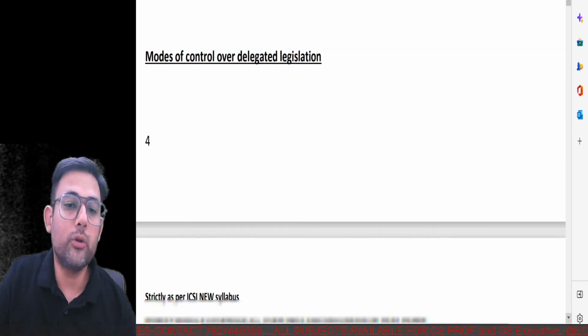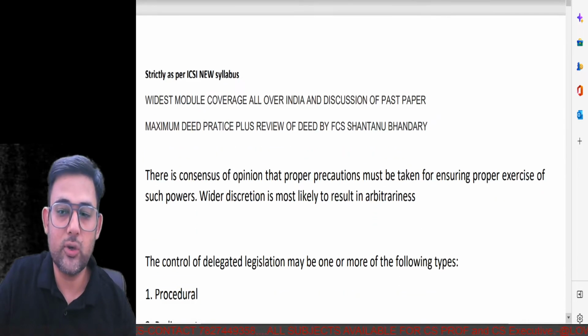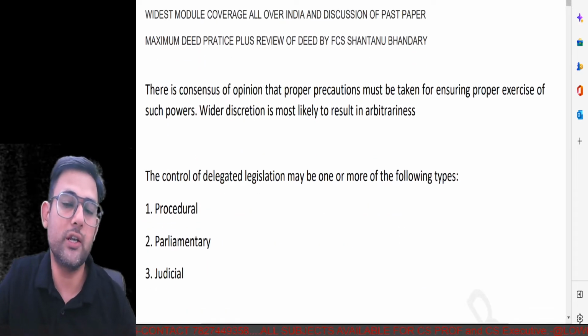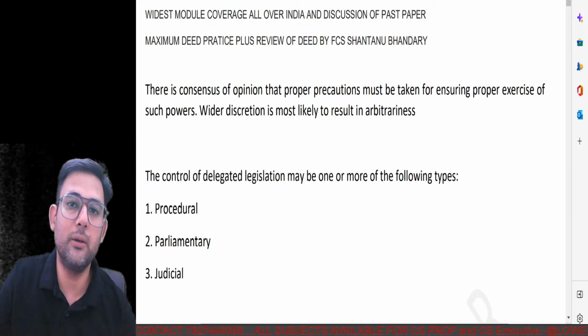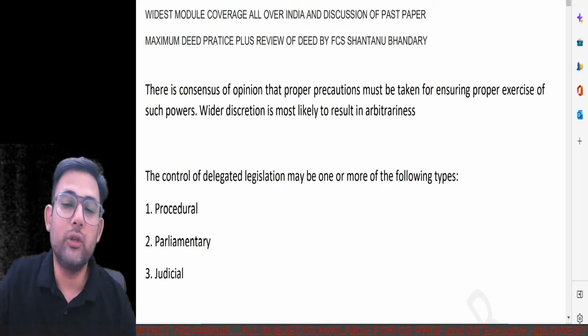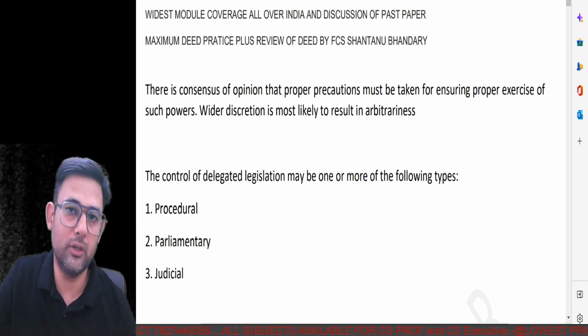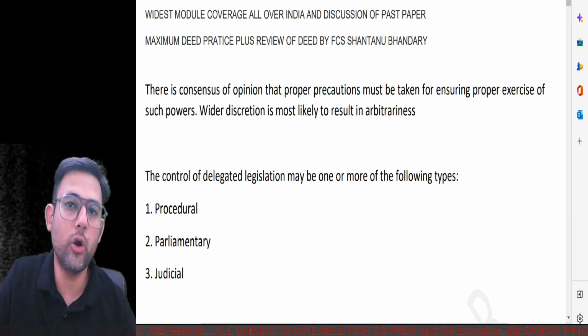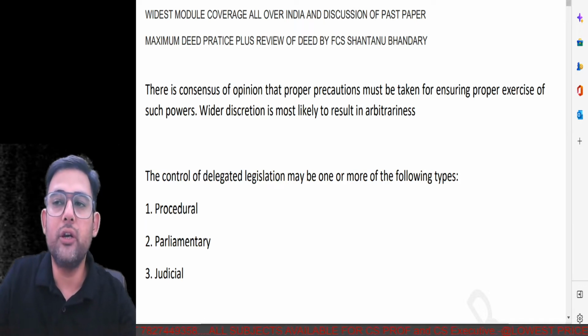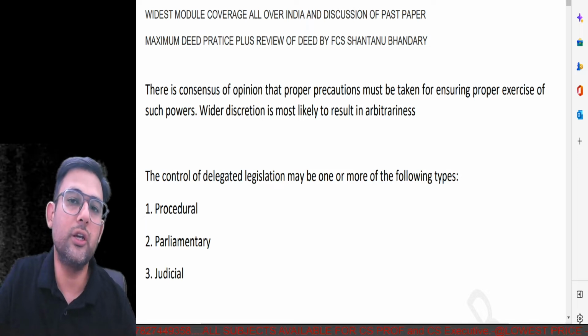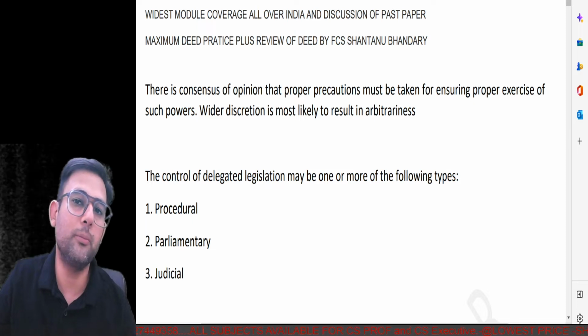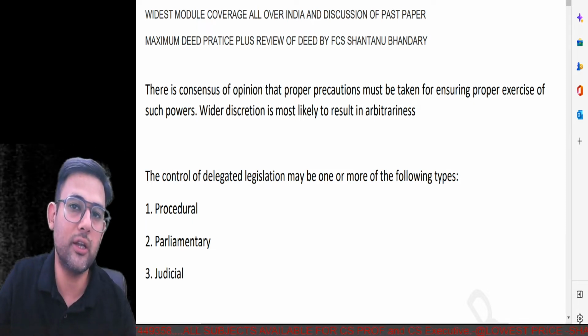Moving forward, we talk about the modes of control of delegated legislation. So as I said, the parliament, as you yourself know, does not sit in power throughout the year, and it works in various sessions. And when the parliament is not in session, the powers are delegated to the executive to make sure that the work runs smoothly and there's no backlog or issues as such. But if the executive tries to override the power or misuse the powers, then there are a few checks and limitations that can be applied.